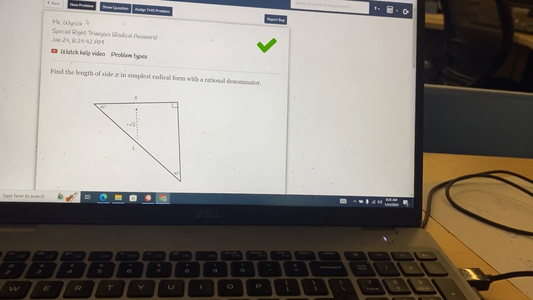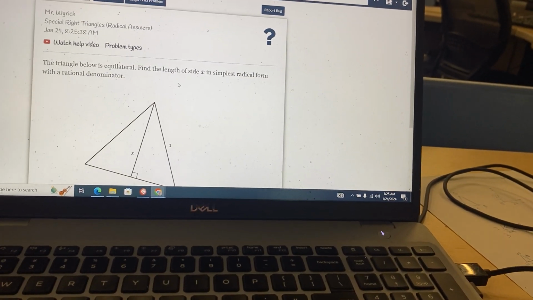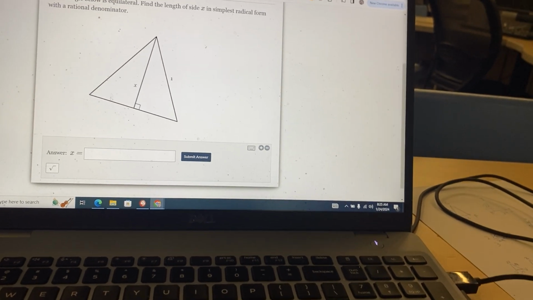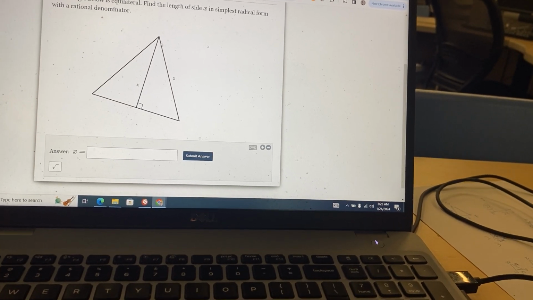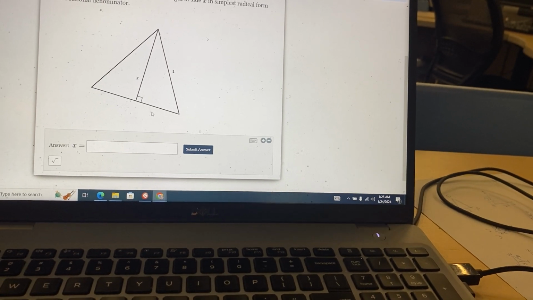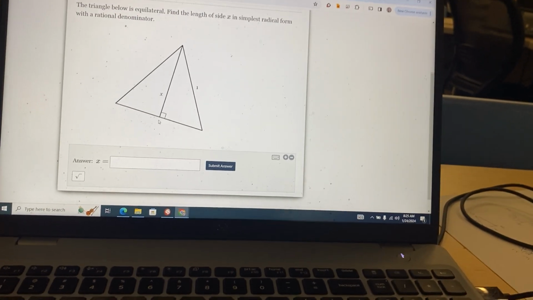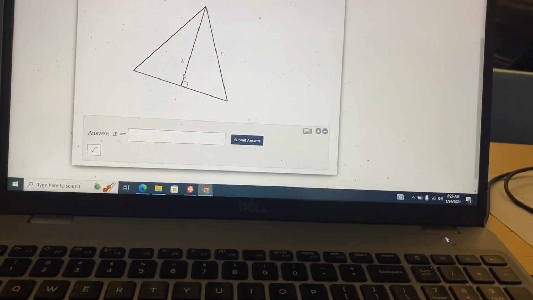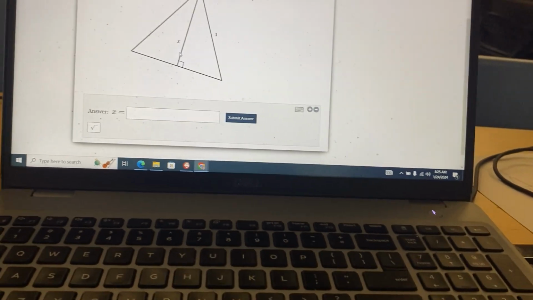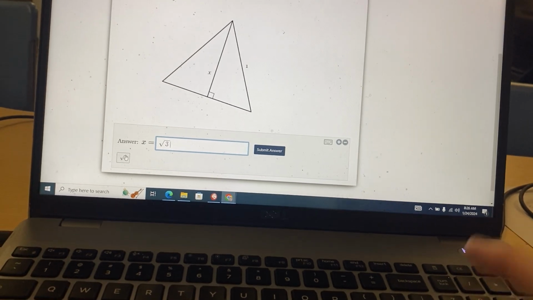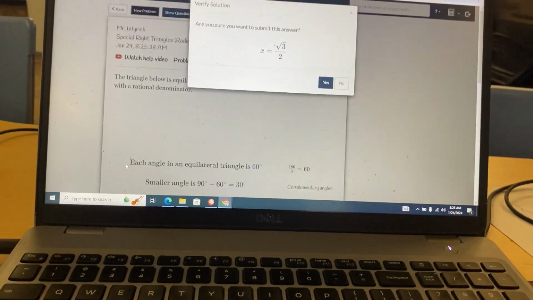It's just a matter of whether you're going to get lucky on this one. This is a 30, 60, 90 because it's an equilateral triangle, so that would cut this down to 30. This is 1. This is going to be a half because this was an equilateral triangle and it's getting cut in half. Because that's a half, I'm going to multiply that by the square root of 3. So it's square root of 3 over 2.